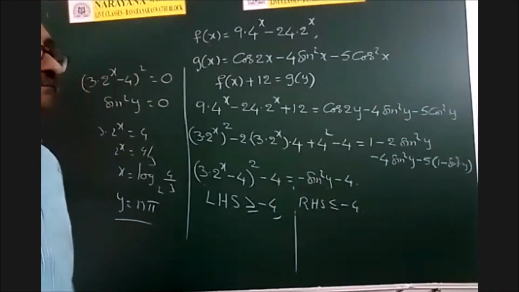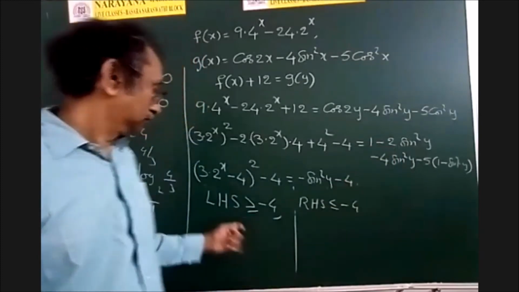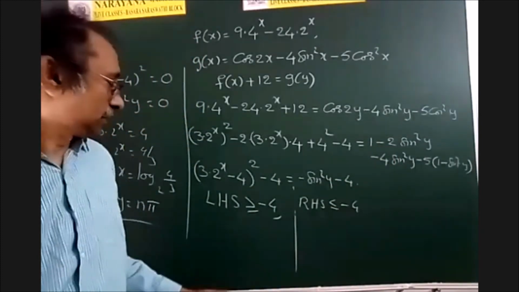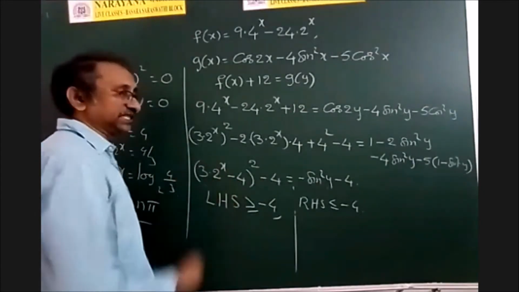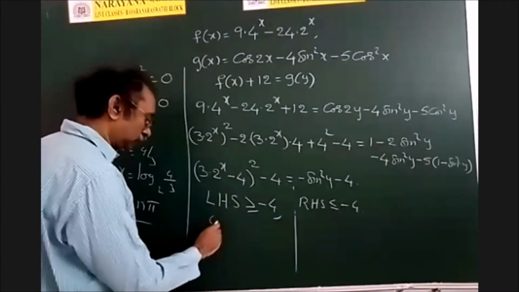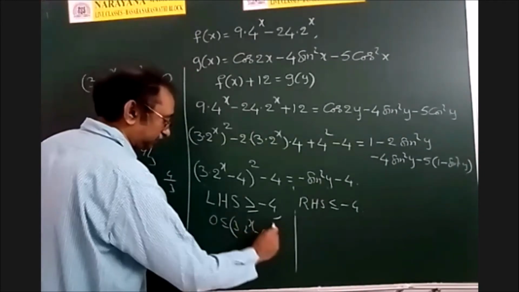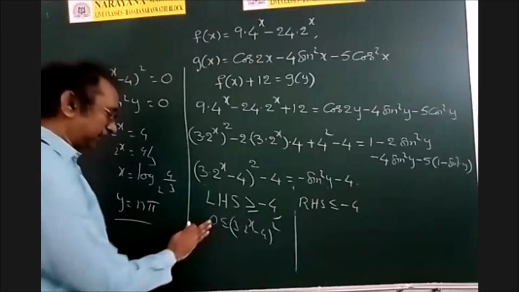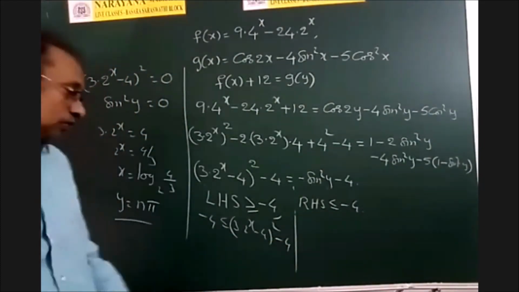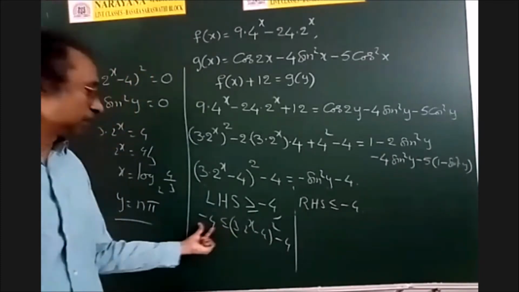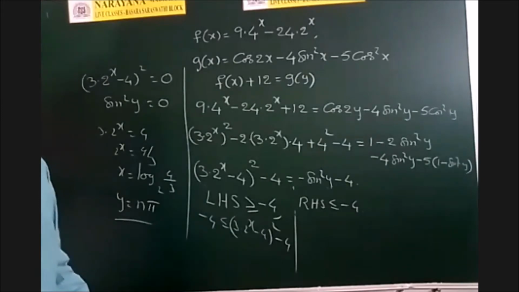Okay. Sir, after that, sir, that LHS is greater than or equal to minus 4, this one. Yes, sir. Now it is a square term. That means it is greater than or equal to 0, or 0 less than or equal to 3 into 2 power x minus 4 whole square. Subtract 4, and therefore this expression is greater than or equal to minus 4. Okay, sir. Thank you, sir.